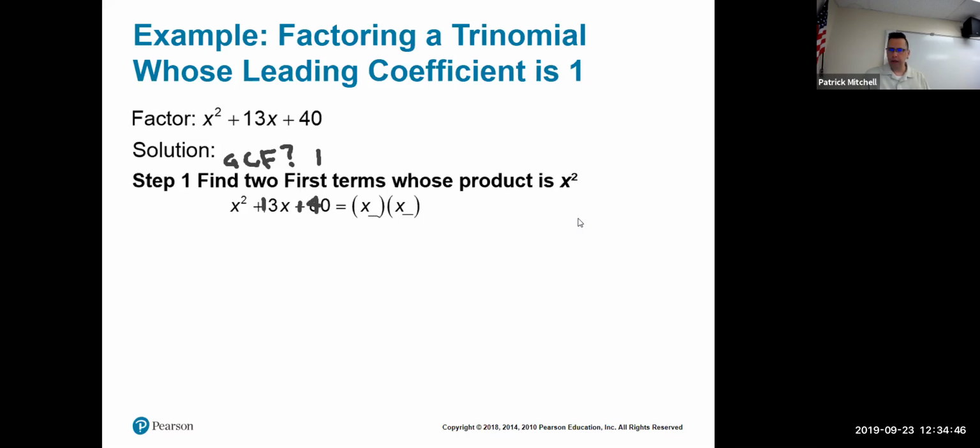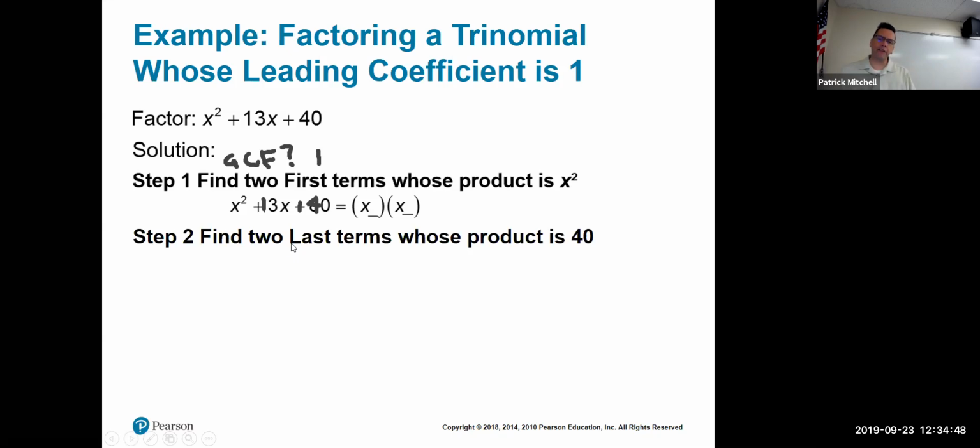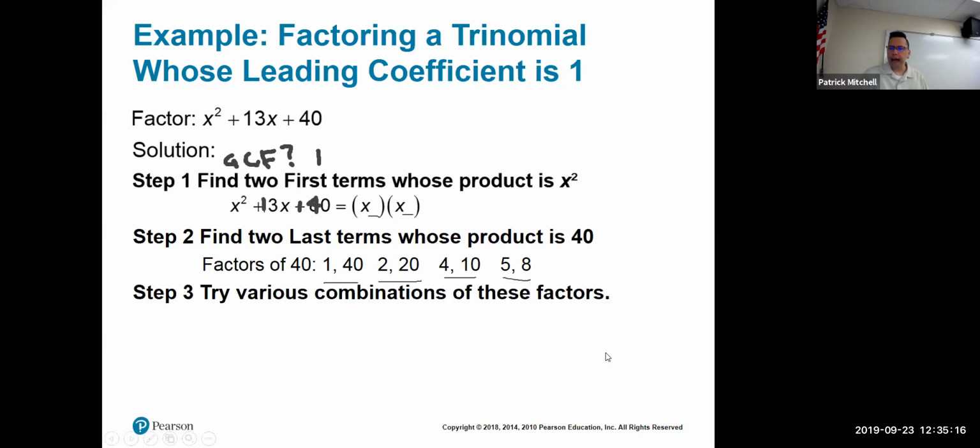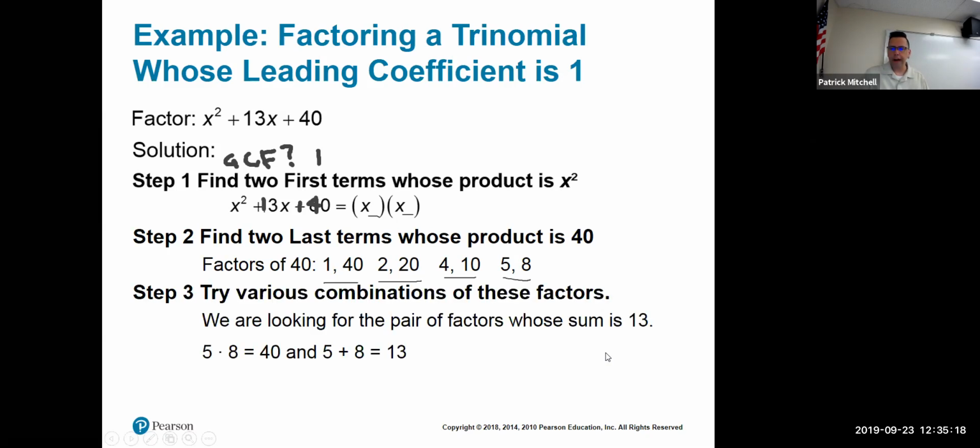Which is what you see here. So find two last terms whose product is 40. Okay, the L in FOIL will take care of that part. So the choices are either 1 and 40, 2 and 20, 4 and 10, or 5 and 8. So now you look over those pairs of numbers and pick the one that adds up to 13, and you can see which one that is, right? So the numbers that add up to 13 are 5 and 8.